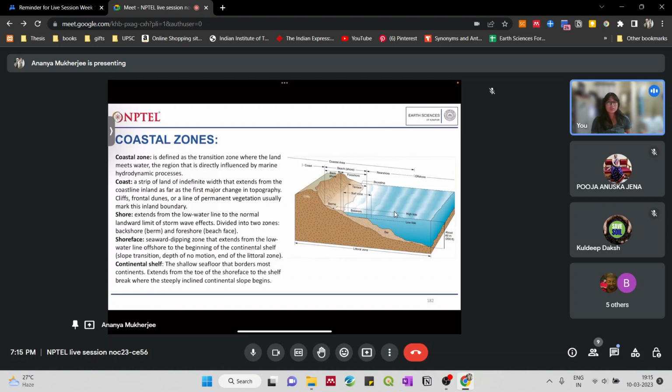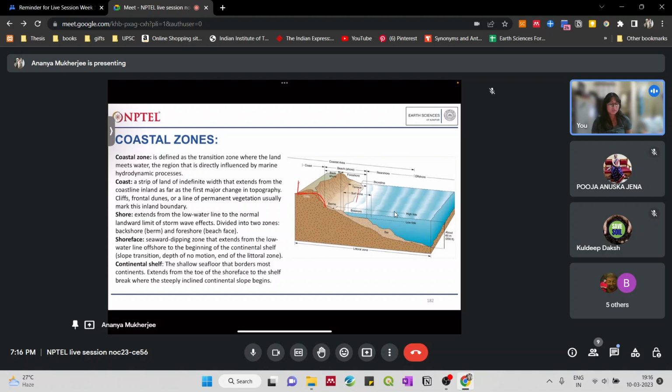So what are coastal zones? It is defined as a transition zone where the land meets water. So this area, from here till here, is your entire coastal zone. Then what is the coast? Coast is the strip of land, it can be as wide as possible, that extends from the coastline inland as far as the first major change in topography. Where you will first find a gradient change in the slope of the area, that part is called the coast. So this entire part is the coast.